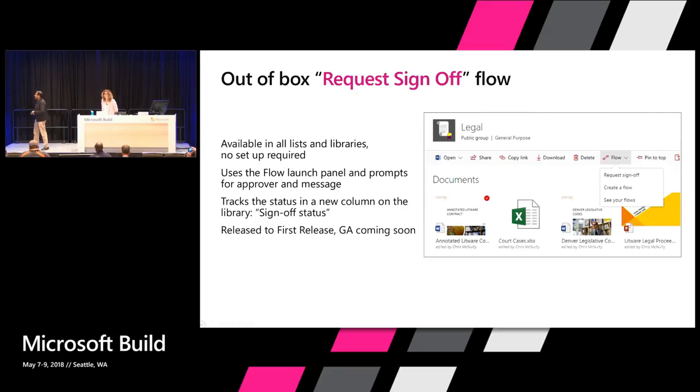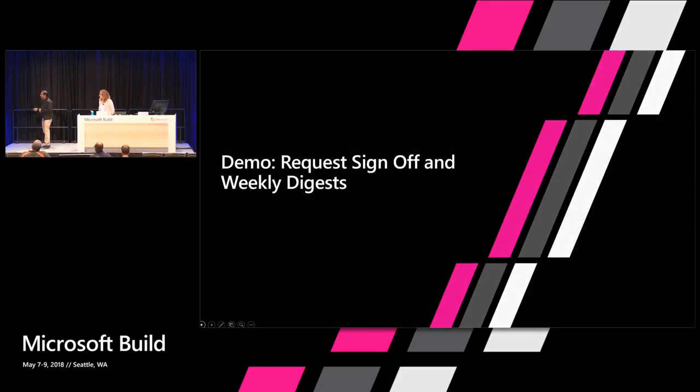You just enter in the name of the approver, enter in a message, and the status of that approval is tracked in a sign-off status column. Once an approval is conducted, the initiator gets an email with details about what that person said as they did their approval. So let's see that in action. We'll also look at another flow and how you can use SharePoint to send out weekly digests.